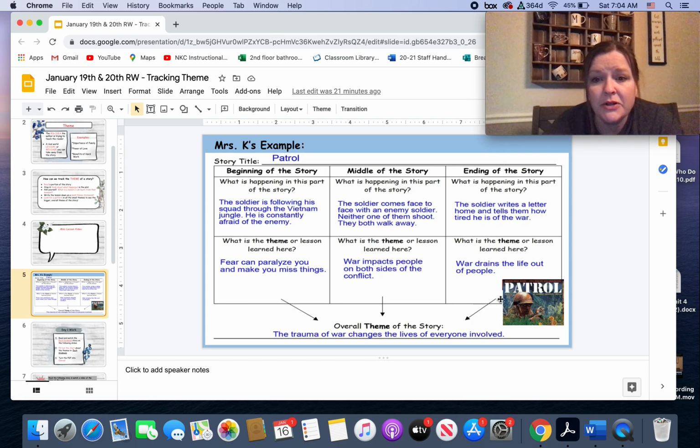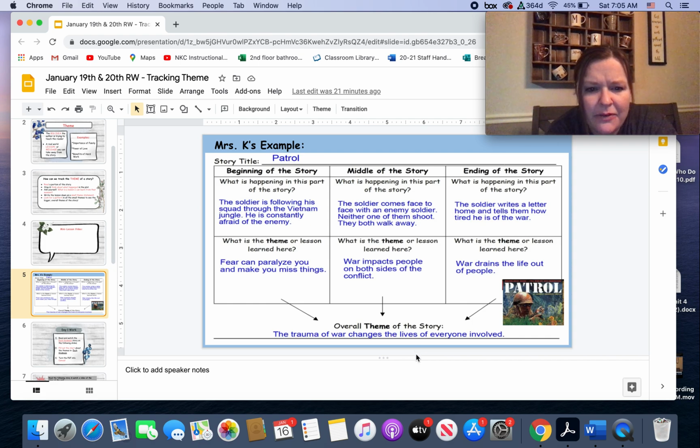So there's my story. I just looked at the beginning, the middle, the end. I wrote what would happen, and I wrote some little lessons that I think I could learn from that. Again, you could have different ones. And then our goal is we're going to take these 3 little themes and we're going to look for a pattern and get what we call an overall big theme for the story.